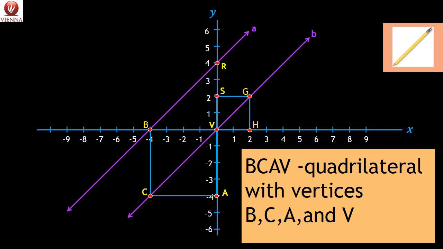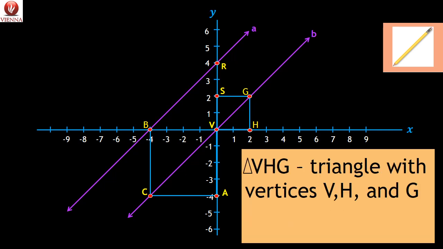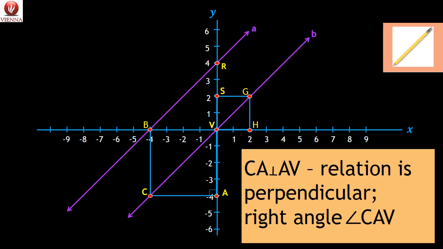Now, if you see just 4 points listed like this, BCAV, it's most likely indicating a quadrilateral with those vertices, in this case B, C, A, and V. A simple triangle symbol like this is just indicating a triangle that's created by 3 particular vertices, in this case V, H, and G. This symbol indicates perfect perpendicular form, which creates a right angle. So CA is perpendicular to AV, which creates the right angle at point A, angle CAV.